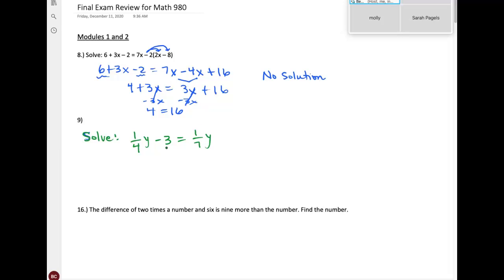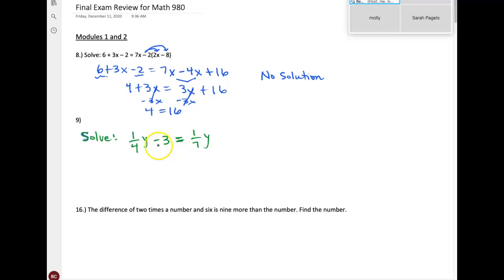Right? So two different things we could do. We could get a common denominator, but since it's an equation, we can figure out what the LCD is and then kill off the denominators. And that's what I would suggest to do on this one. So the LCD, you're looking at all of the denominators here, 4, 1, and 7. And so the LCD of that would be 28. So that means I want to multiply each part by 28 over 1.